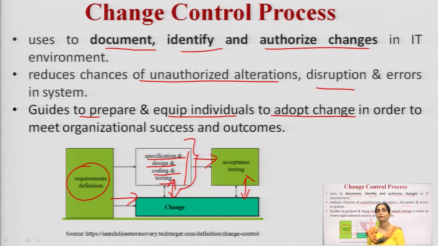So, how they are being taken care of, starting from the document level, starting from the identification level, the authorized changing level, starting from the acceptance level, how all of them are being changed as per the new requirement. If one change is triggered, that is the change control process.